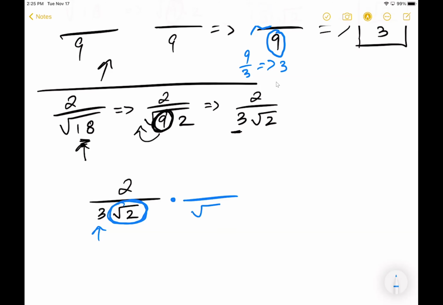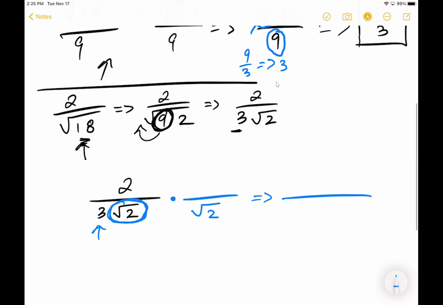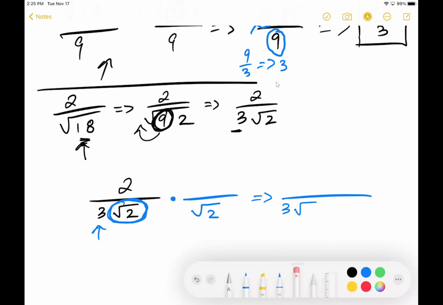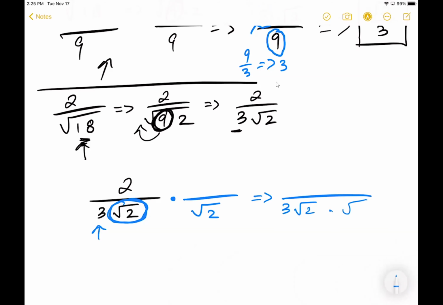Well, to get rid of the radical 2, all we need to do is multiply by a radical 2. Because if you look at this thing here, if I multiply this 3 radical 2 by a radical 2, we get 3 times 2, because again, square root of 2 times square root of 2 is basically 2 on the outside. This item here will give 3 square root of 4, and the square root of 4 is basically 2 on the outside.